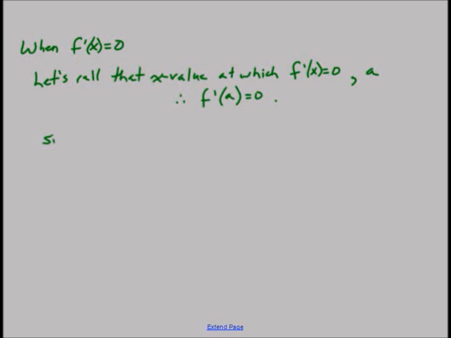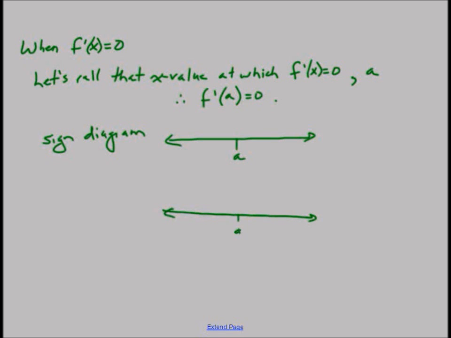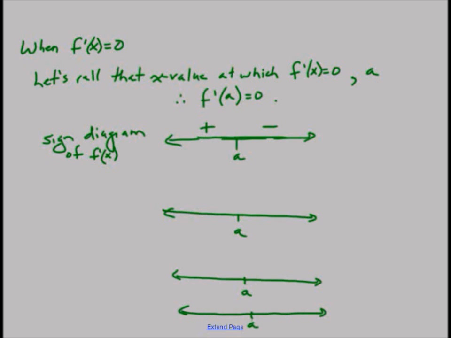If we look at a sign diagram for this case, we have three possibilities that could occur. A is a critical value where it causes the derivative function to be 0. So there are three situations that can happen. These are all sign diagrams of the derivative. Okay, so we have a critical value of a. Three situations could occur. Well, kind of four situations, I guess. I'll draw a fourth one here. We could have this sign diagram being positive then negative, negative then positive, both positive or both negative.